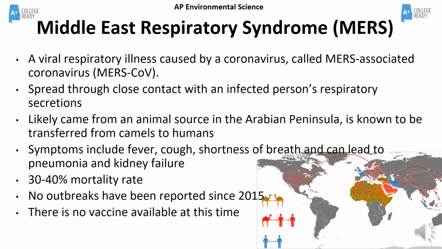Middle East Respiratory Syndrome, or MERS, is a viral respiratory illness caused by a different coronavirus. It spread through close contact with an infected person's respiratory secretions. It likely came from an animal source in the Arabian Peninsula, probably a camel, and is known to be transferred from camels to humans. Symptoms include fever, cough, shortness of breath, and can lead to pneumonia and kidney failure. It has a 30 to 40% mortality rate. No outbreaks have been reported since 2015, and there is no vaccine available for it at this time.